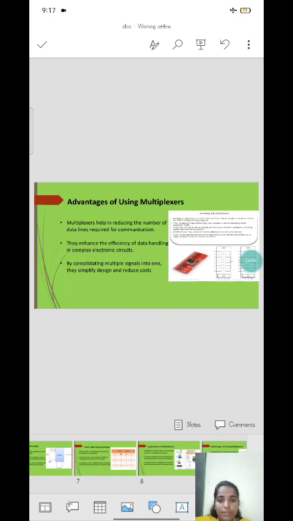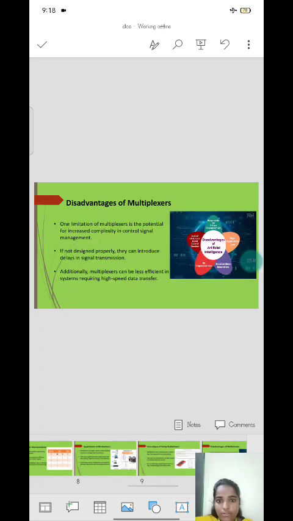Advantages of using multiplexers. Multiplexers help in reducing the number of data lines required for communication. We can use multiplexers in large communication systems. They do not require a large number of data lines. They reduce the data lines. They enhance the efficiency of data handling in complex electronic circuits. By consolidating multiple signals into one, they simplify design and reduce costs.